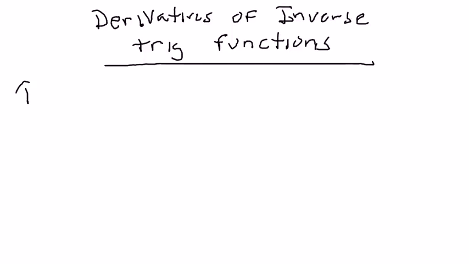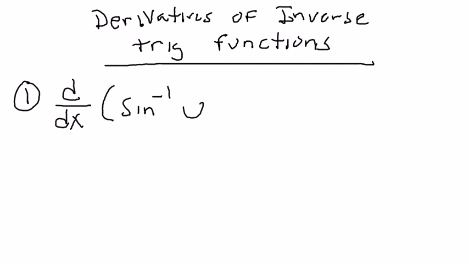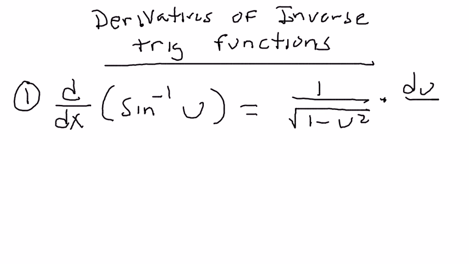The derivative of the inverse sine, or sometimes called the arc sine, remember, and I'm just going to generalize this, so I'll put a function u right there, is given by 1 over the square root of 1 minus u squared times the derivative of that function, du dx.